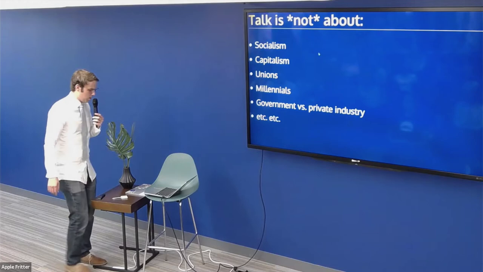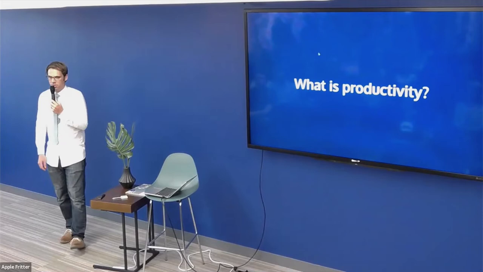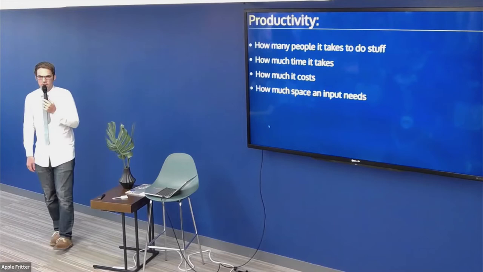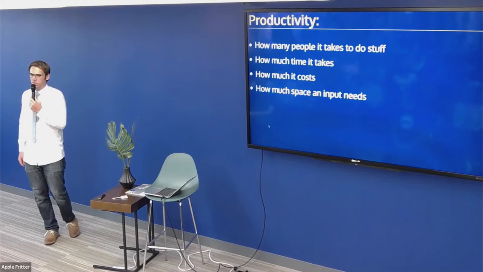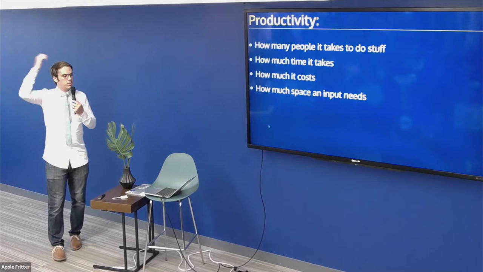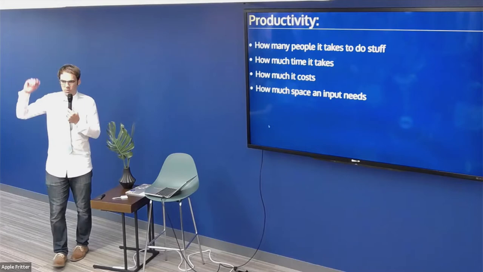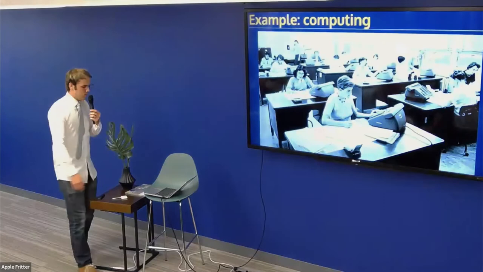We are going to talk about one thing, though, which is productivity, right? This is a pretty core concept in economics. So what is productivity, right? It's going to be core to this paper as well. How many people does it take to do stuff? How much does it cost to do stuff? How much space does it take in order to build widgets? So any of these things, we can measure kind of how long it takes and we can improve it over time, right? That's the goal of most people and most things. If I can find a way to wash the dishes faster, I can spend more time doing other stuff that I like better, right?